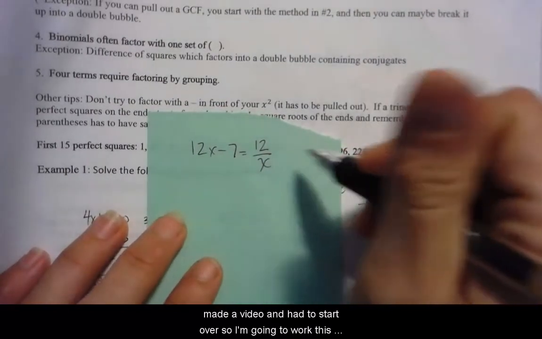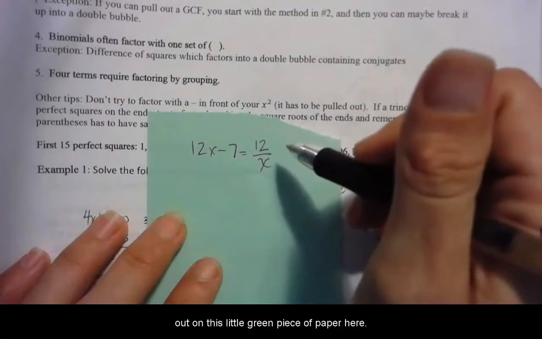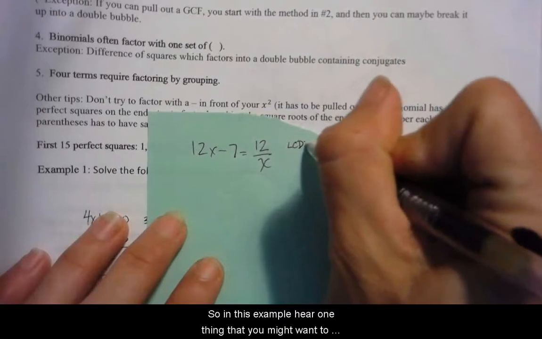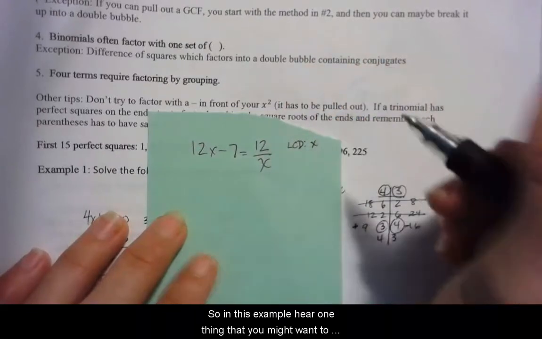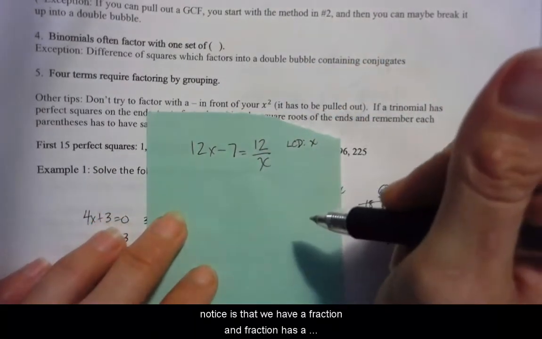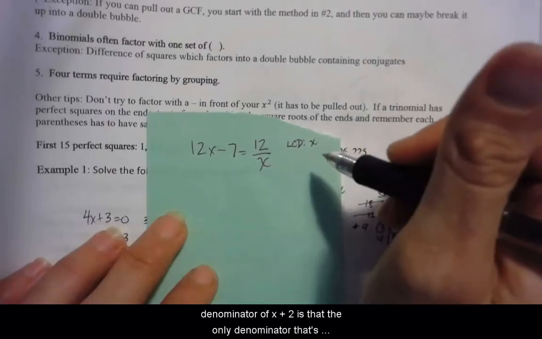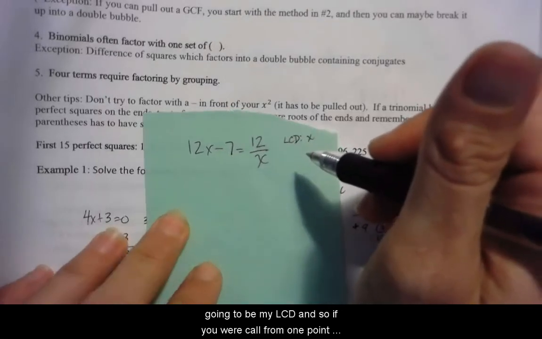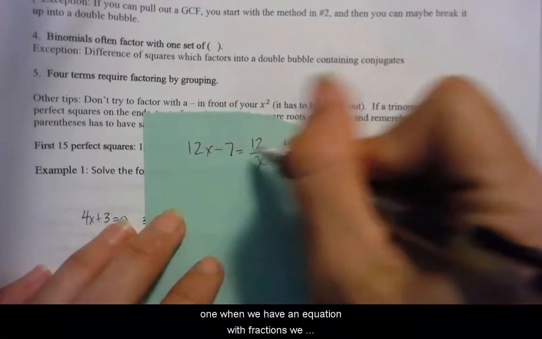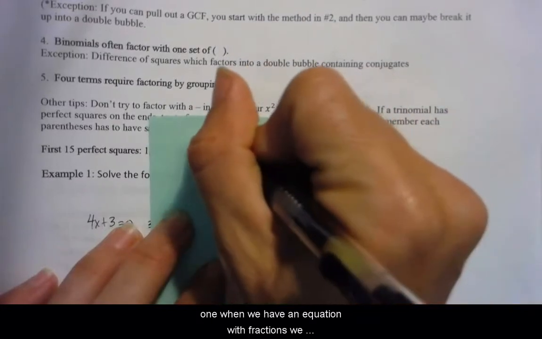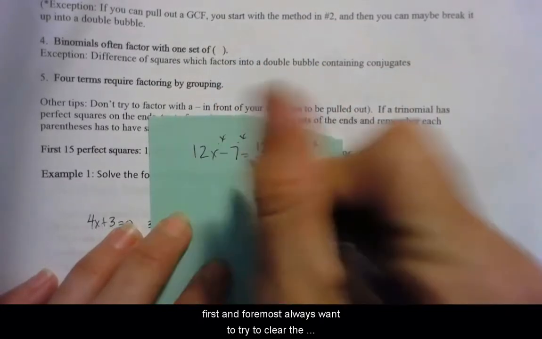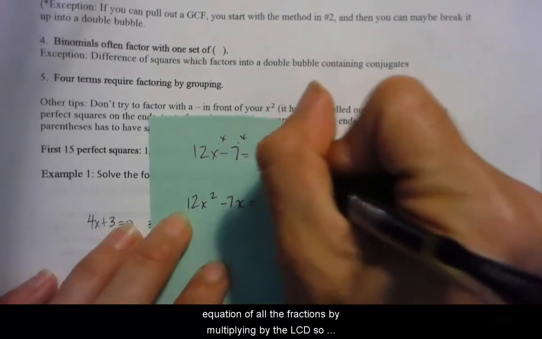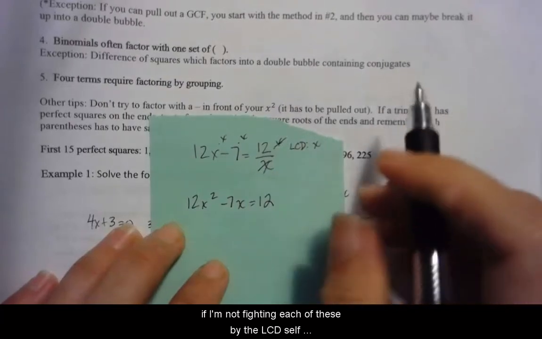Okay, so in this example, one thing you might want to notice is that we have a fraction, and the fraction has a denominator of x, and since that's the only denominator, that's going to be my LCD. If you recall from 1.1, when we have an equation with fractions, we first and foremost always want to try to clear the equation of all the fractions by multiplying by the LCD. So if I multiply each of these by x, I'm going to get 12x squared, a negative 7x, and these x's here will cancel, and I'll get equals 12.